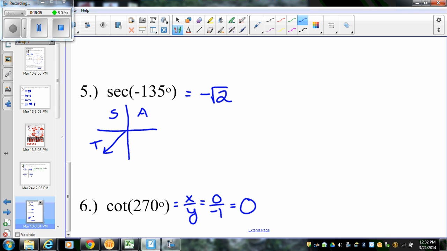You're going to get a ton more practice with using your unit circle to find these trig values really quickly. So come to class tomorrow with your filled-in unit circle and your filled-in table there, ready to go.